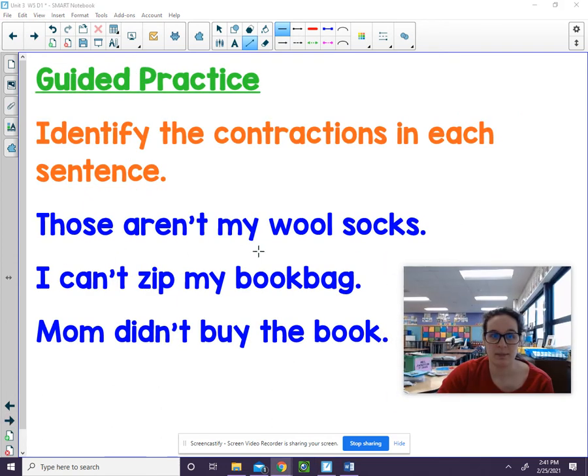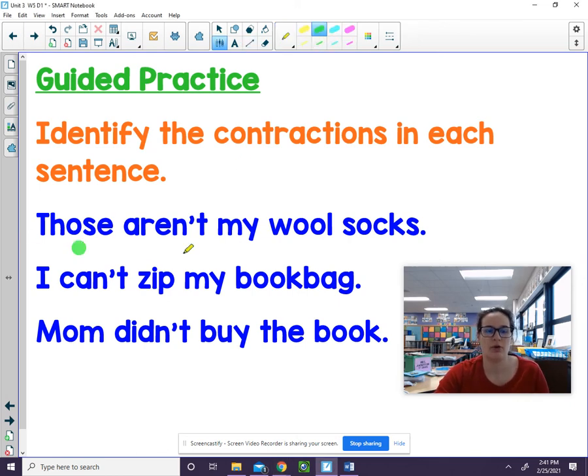We're going to identify the contraction in each of the sentences. Okay? So let's go ahead and we'll read the sentences. Those aren't my wool socks. Which word is the contraction? Aren't. Remember, it has that apostrophe. Again, look for the contraction in the next sentence. I can't zip my book bag. What's the contraction? Can't.